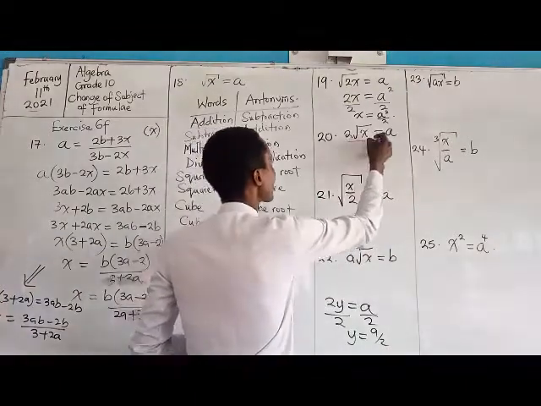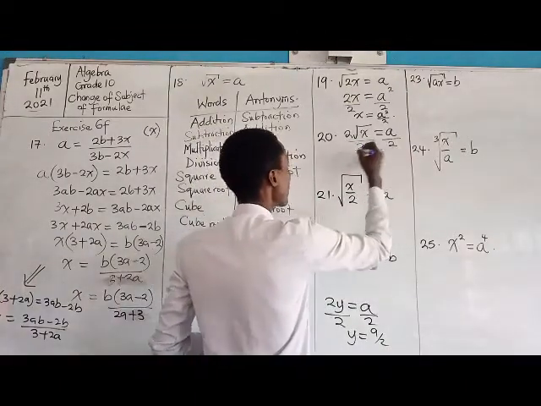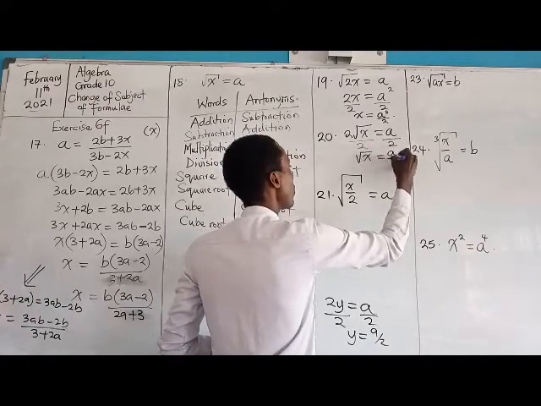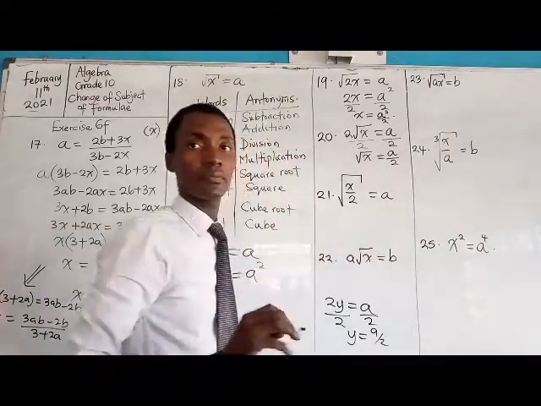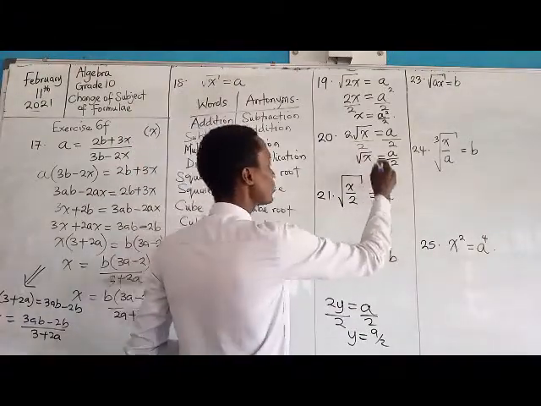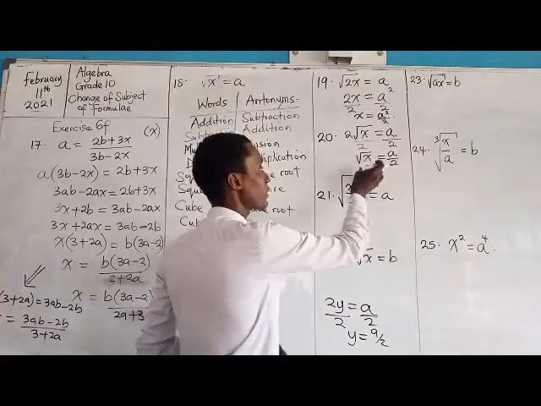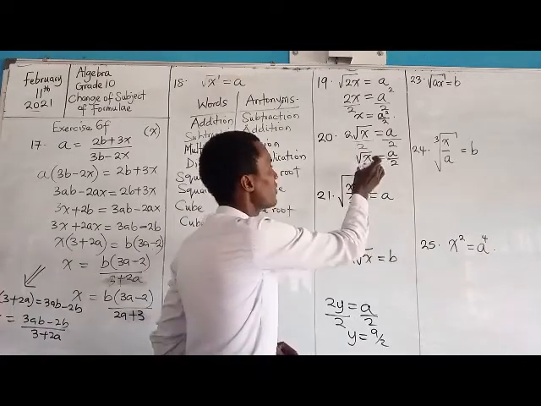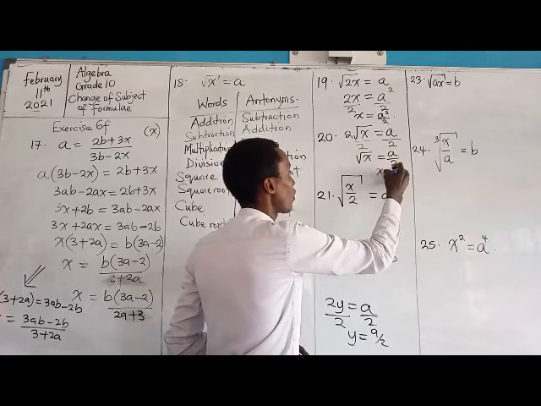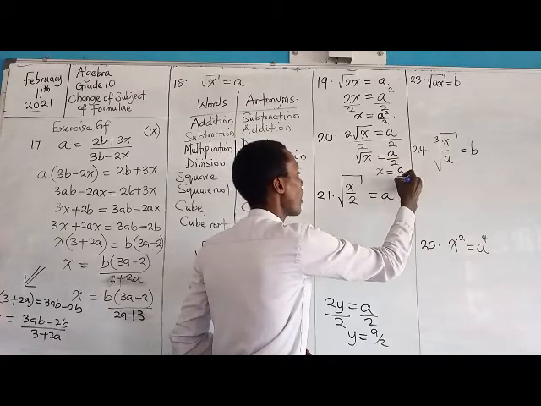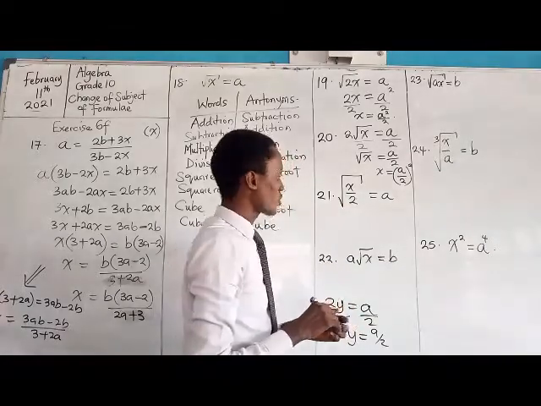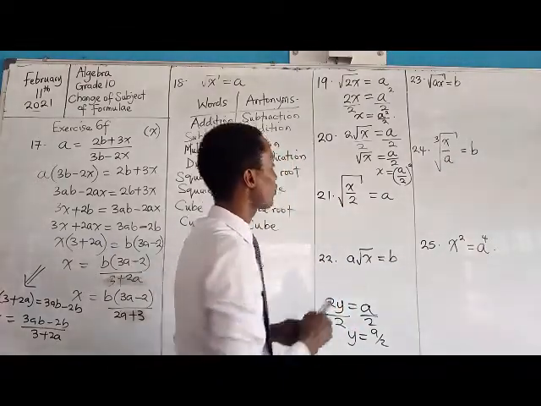So if we go with that, this becomes what? Root x equal to a over 2. So what do you do next? You transfer the effect. Now, be careful here. The effect here will affect everything here. So x will be equal to a over 2 all squared. All squared. And what does that give you?